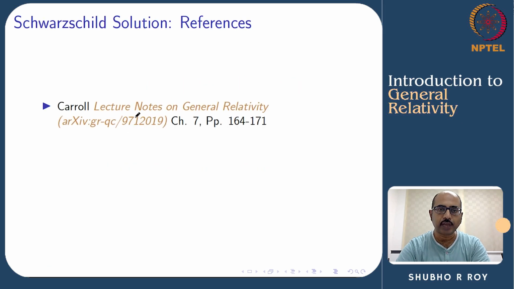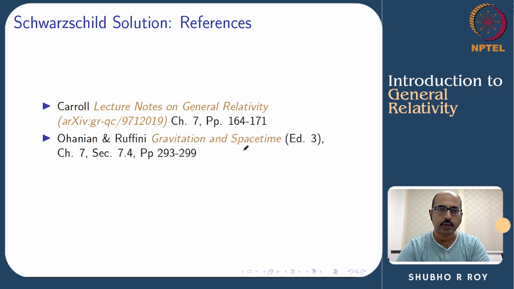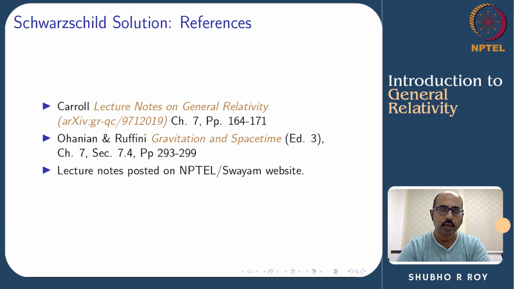The first is Carroll's lecture notes on general relativity, which is available for free on the arXiv. This is the arXiv number, chapter 7, and these pages. And the second one is Ohanian and Ruffini's textbook. I'm using edition 3, chapter 7, and this section. Okay, these pages. Apart from that, as per usual practice, lecture notes for this lecture will be posted on the NPTEL-NOC website.